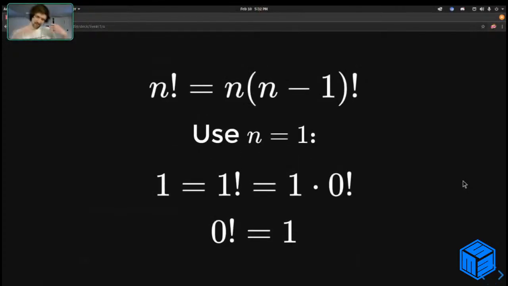And now you can use this to see that when you plug in 1, you get 1 equal to 1 factorial equal to 1 times 0 factorial. So we have proven 0 factorial equals 1, which I think is a bit fun. It's moving us in the right direction for what I want to talk about later.